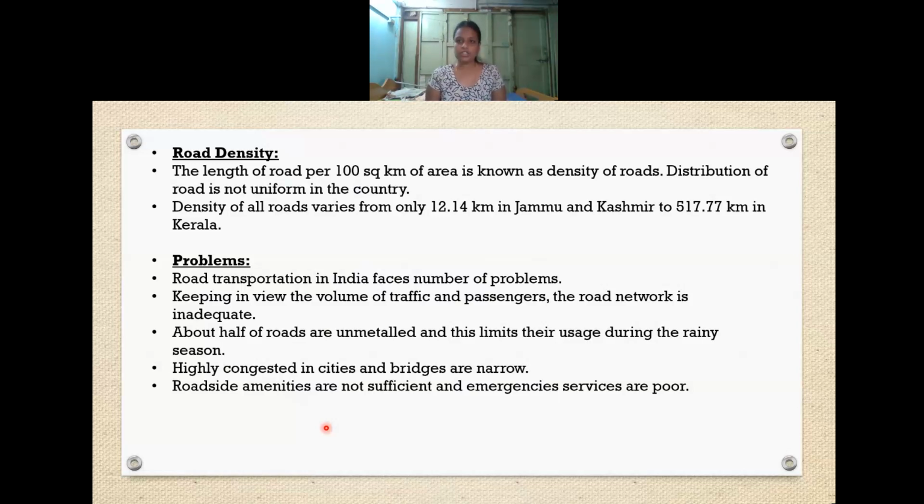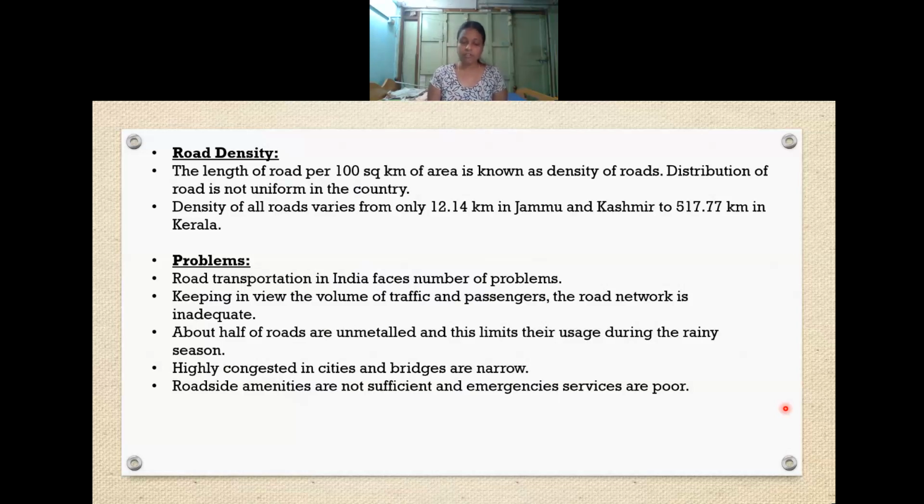Half of the roads in our country are unmetalled. Metalled means, as you all know, a pakka road, which is made of cement, concrete, or coal. Unmetalled road means one which is made of mud. These unmetalled roads are not useful for traveling from one place to another during the rainy season. Even the highways in cities and the bridges are very narrow. The roadside amenities are not sufficient and emergency services are very poor in our country.